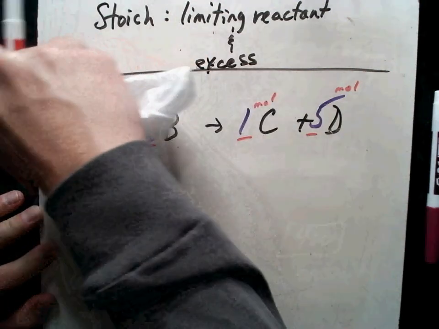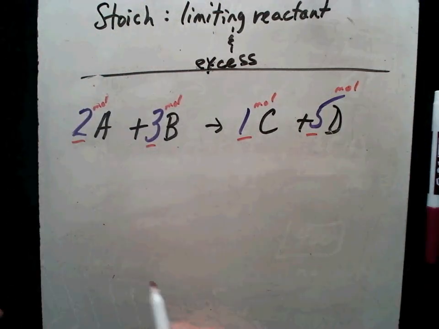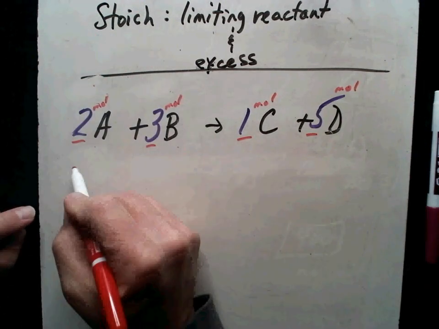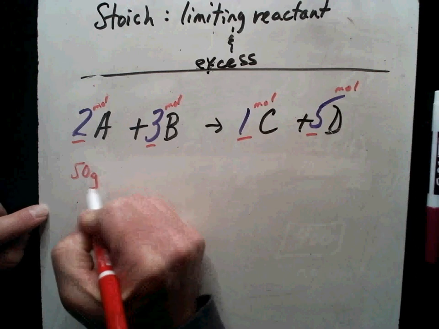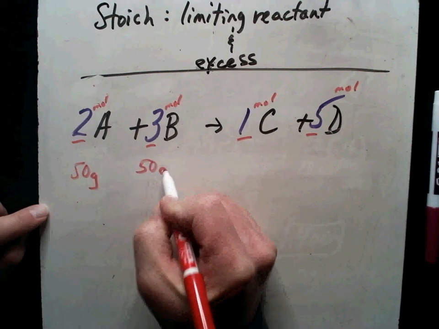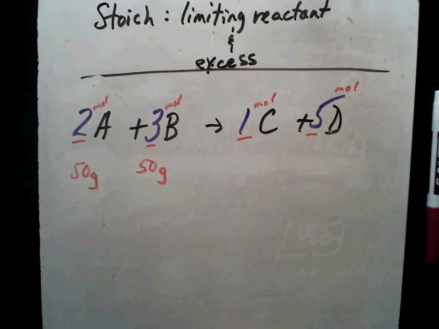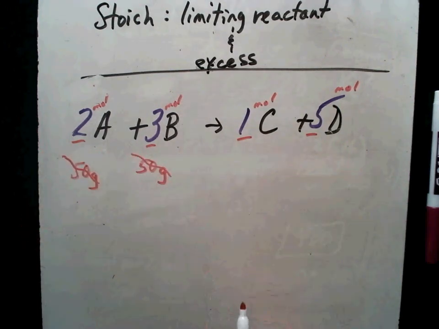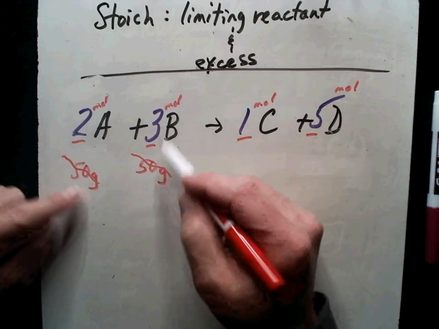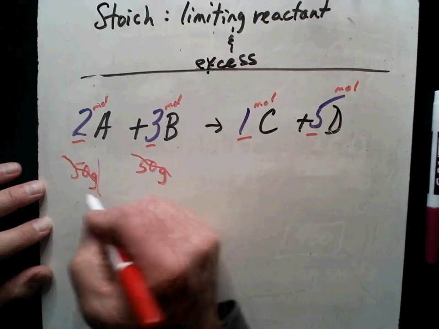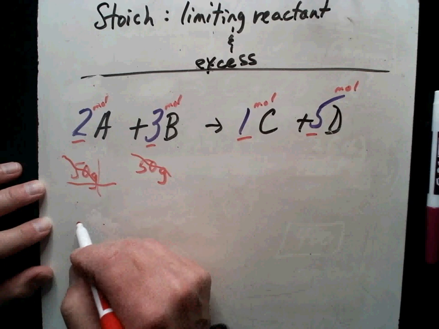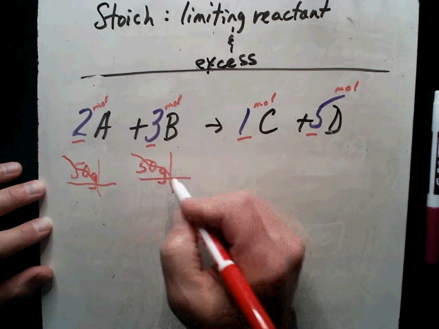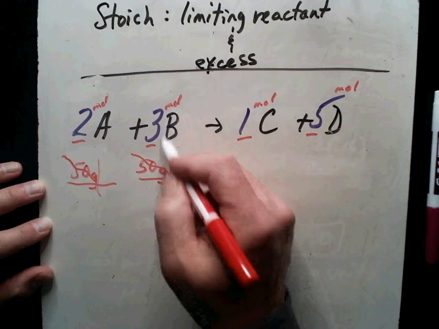But let me ask you this. All right, be ready. Trick question. It's not a trick because I bet you can do it. What happens if I had 50 grams of this and 50 grams of this? How do I know who's excess and who's limiting? The answer is I don't know right now. Why? Wrong unit. Because I cannot compare grams to moles, but I can take 50 grams, change it to moles and get an answer.